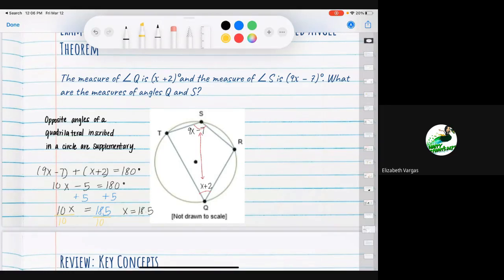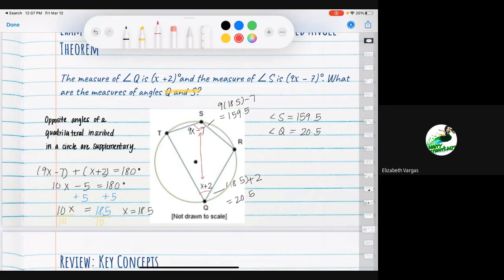And I want to find the angle measures of Q and S. So basically, I'm just plugging that back in. So 9 times 18.5 minus 7, 159.5. So angle S is equal to 159.5. Now what's the measure of angle Q? Do the same thing. 18.5 plus 2, sorry, is equal to 20.5.